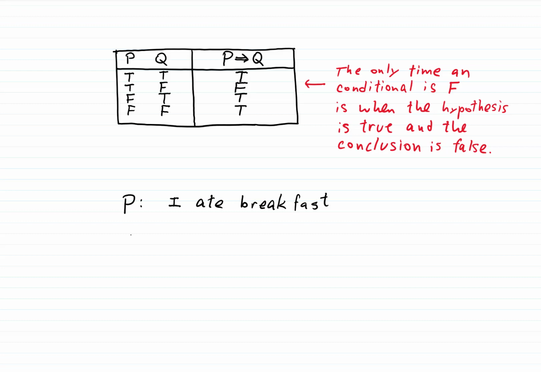And Q will be the statement, I am full of energy. Okay? Or let's make it a little bit more specific. Let's say, I can run 5 miles.